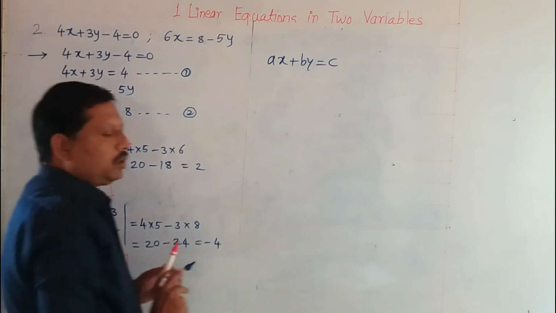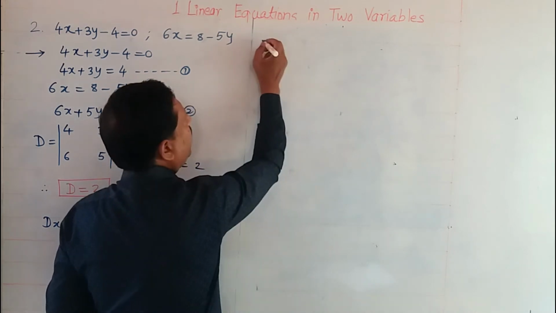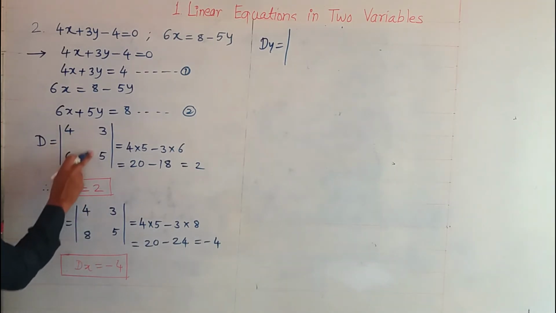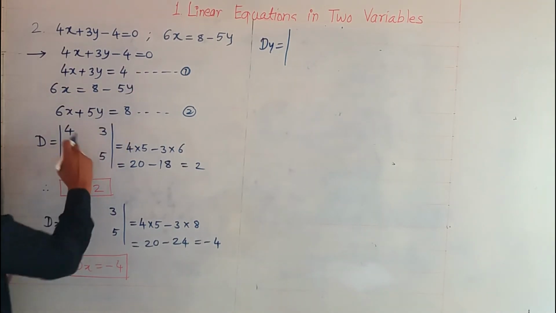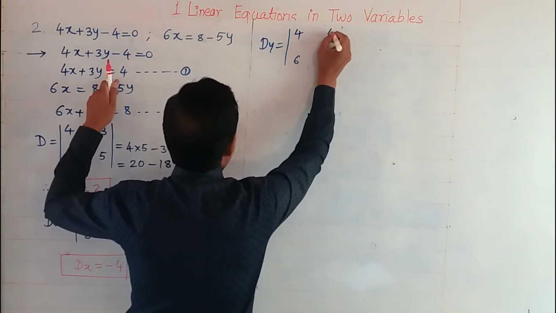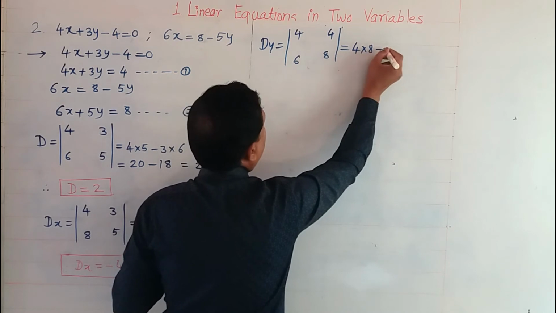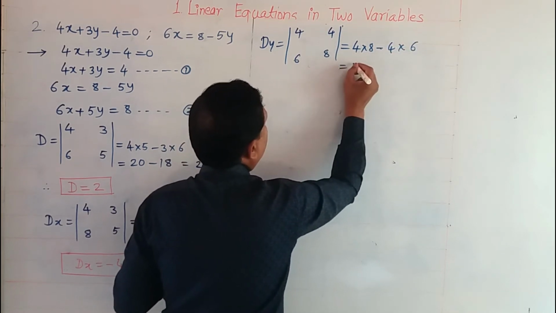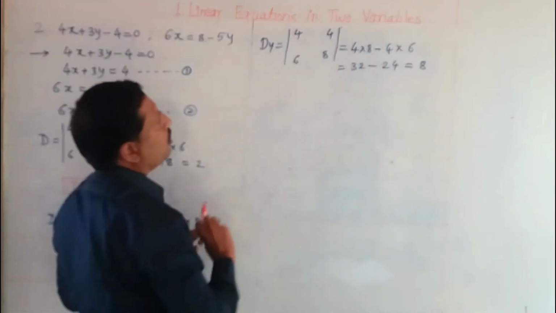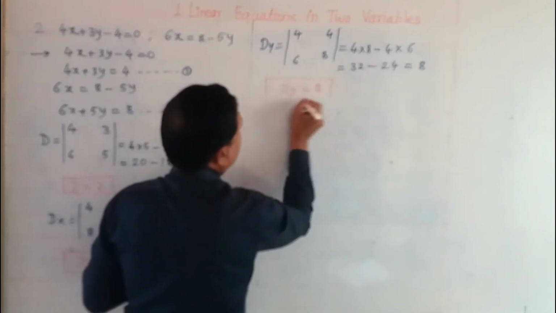Now write down the determinant Dy. Determinant Dy can be written just by replacing the coefficients of y with the constant terms. So 4, 6 keep as they are and replace this 3 and 5 with the constant terms that are 4 and 8, and again find the value of this determinant. 4 multiplied by 8 minus 4 multiplied by 6, that will be 32 minus 24, that will be positive 8. Hence the value of Dy is equal to 8. Make again here one box.